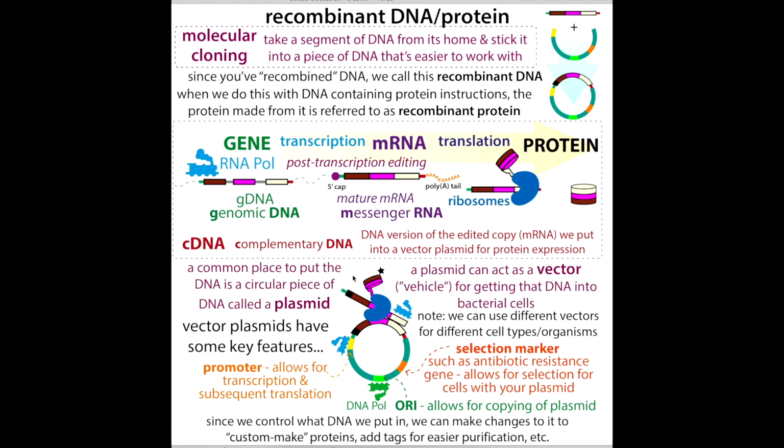And so it's the DNA version of that mRNA that you're going to stick into your plasmid, because the bacteria aren't going to be able to do all that processing, that splicing out of those introns. And if you leave the introns in there, then the ribosomes, the protein making complexes that travel along the mRNA to make the protein, are going to make gibberish. And so you don't want that to happen. So you use the cDNA.